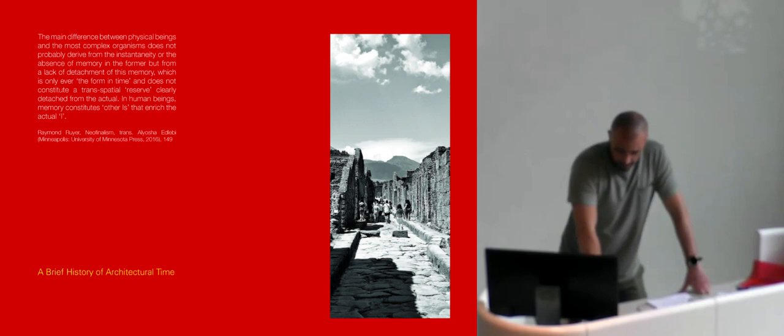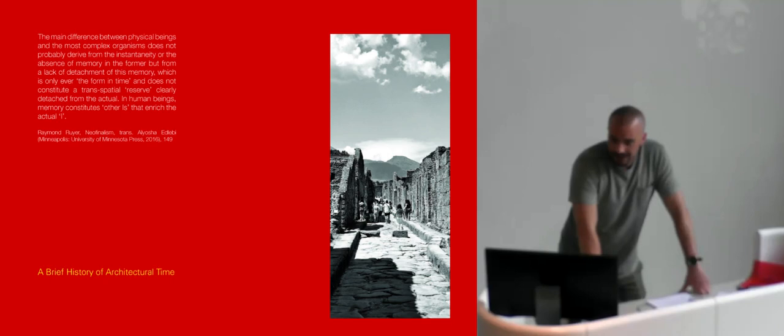In their coming together, and precisely because they come together, there is a moment where a radical transformation happens, and that is the moment where memory itself becomes detachable. So memory gets externalized to a degree that it itself becomes detachable. As Ruyer says, the main difference between physical beings and the most complex organism does not probably derive from the instantaneity or the absence of memory in the former, but from a lack of detachment of this memory, which is only ever the form in time and does not constitute a transspatial reserve detached from the actual.